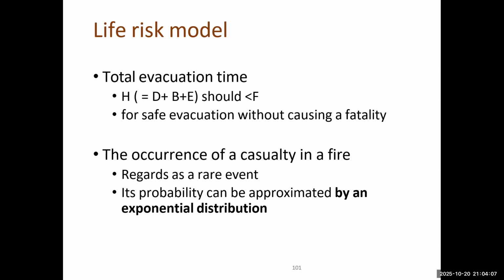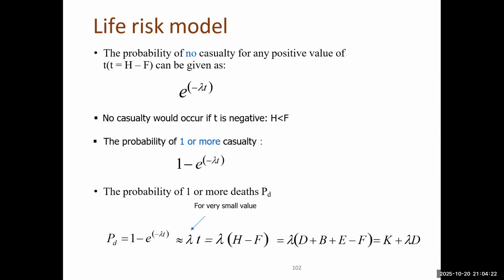Since the occurrence of a casualty in a fire is a random event, we can model its probability using an exponential distribution. In this slide, we have this exponential distribution to model the probability of no casualty for any positive value. So the foundation concept here is that the occurrence of a casualty is treated as a random event, and its probability is modeled using the exponential distribution as shown here.